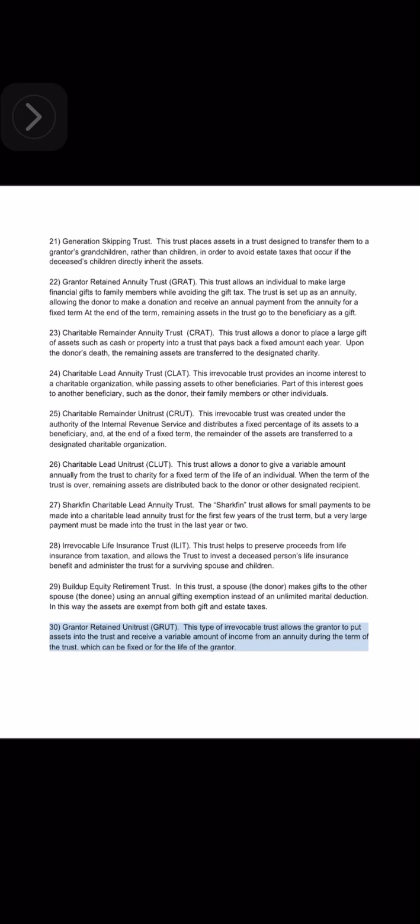30. Grantor Retained Unit Trust, GRUT. This type of irrevocable trust allows the grantor to put assets into the trust and receive a variable amount of income from an annuity during the term of the trust, which can be fixed or for the life of the grantor. 31. Grantor Retained Income Trust, GRIT.